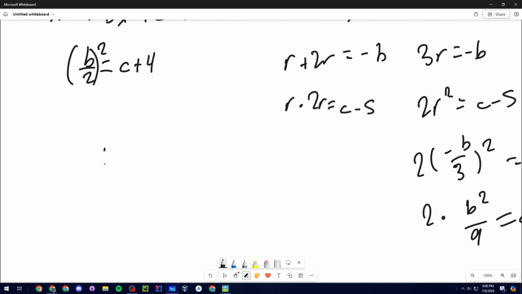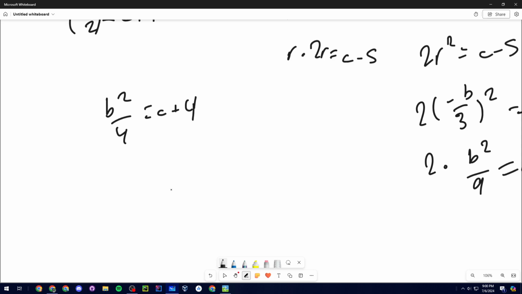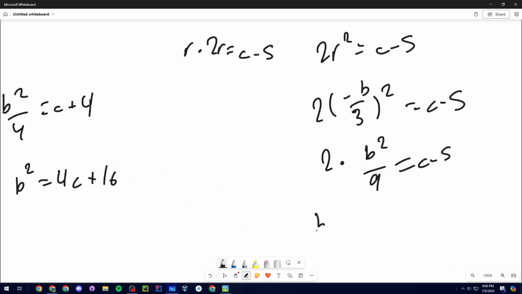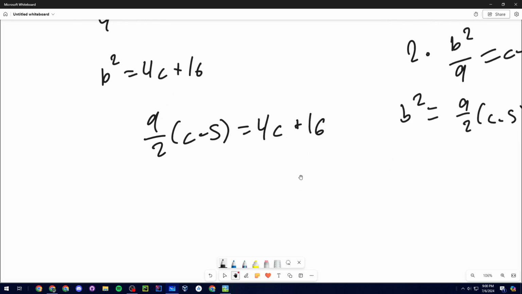And then here b squared over 4 is equal to c plus 4. So then solving for c is pretty trivial. 4c plus 16 is equal to b squared. But b squared is also equal to 9 over 2 times c minus 5. So 9 over 2 times c minus 5 is equal to 4c plus 16. And this is pretty trivial to solve. I'm just going to use the numeric solver on this.